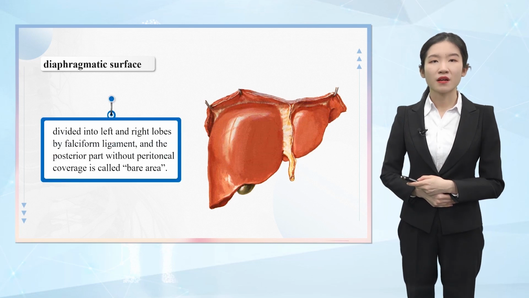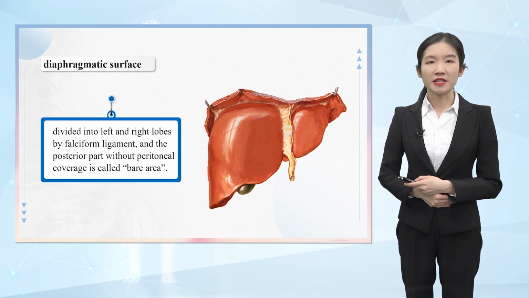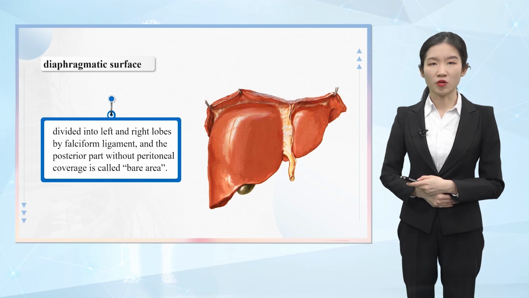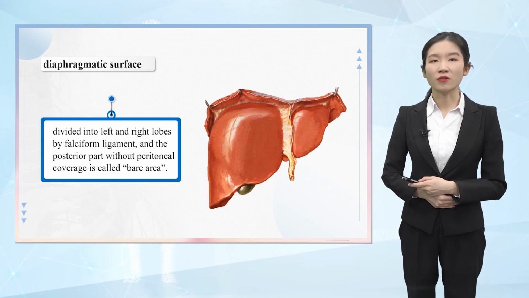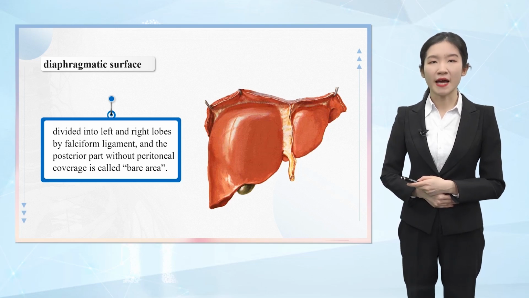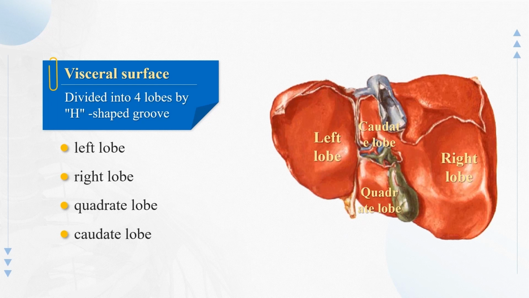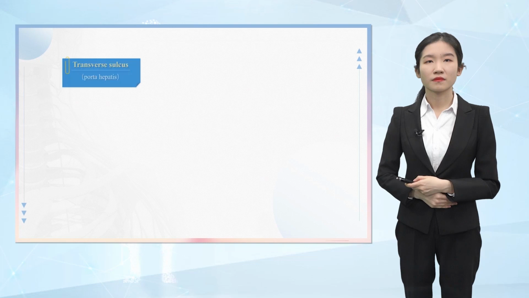Diaphragmatic surface. Diaphragmatic surface is divided into left and right lobes by falciform ligament, and the posterior part without peritoneal coverage is called bare area. Visceral surface is divided into 4 lobes by H-shaped groove: left lobe, right lobe, quadrate lobe, and caudate lobe.